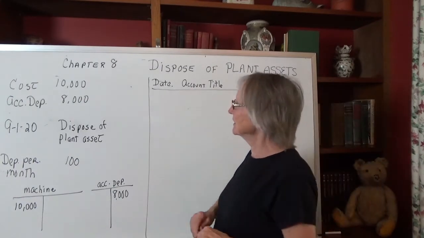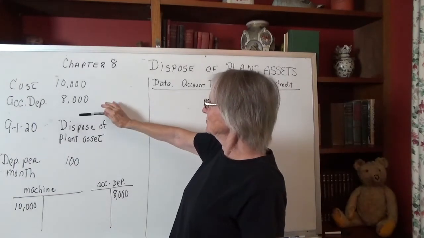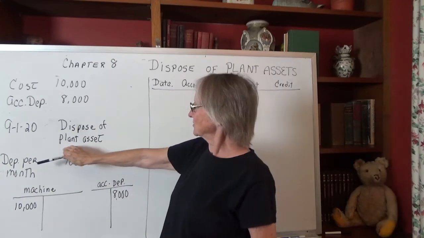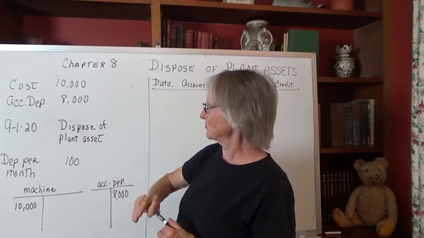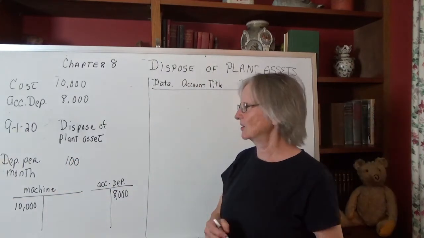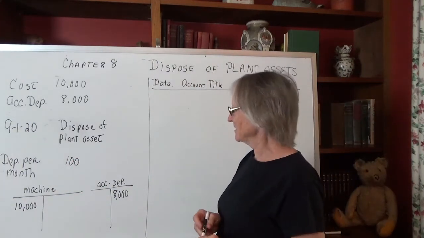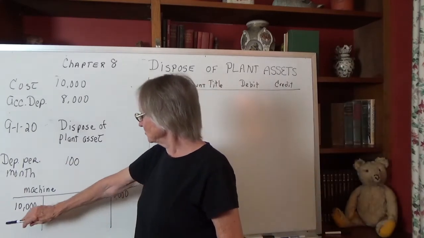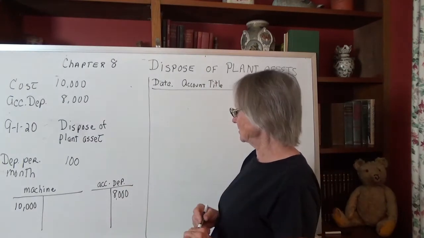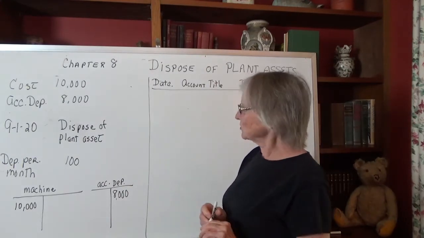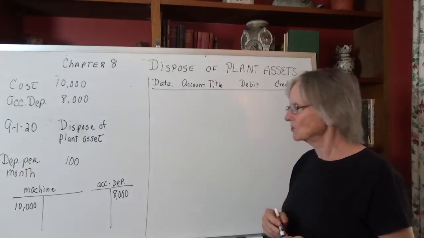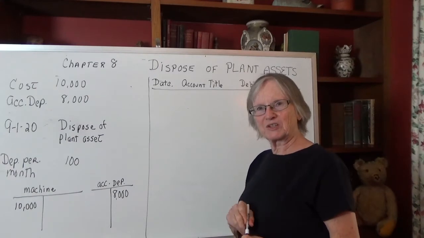So we'll start with an asset, say a machine that costs $10,000. Right now the accumulated depreciation on it is $8,000. We're going to sell or dispose of it on September 1st, and the depreciation rate per month is $100, just to keep things easy. So in terms of T accounts, we would be looking at the machine on the books at 10, accumulated depreciation 8. If we're disposing of the plant asset, we've got a two-step process to go through, unless we're selling it on January 1st.